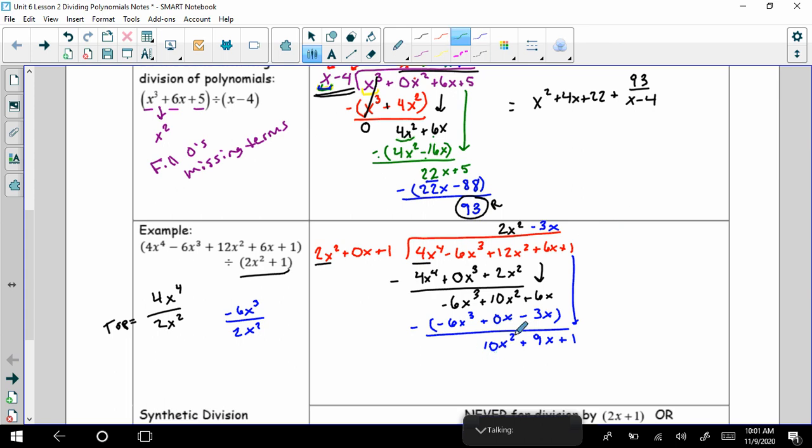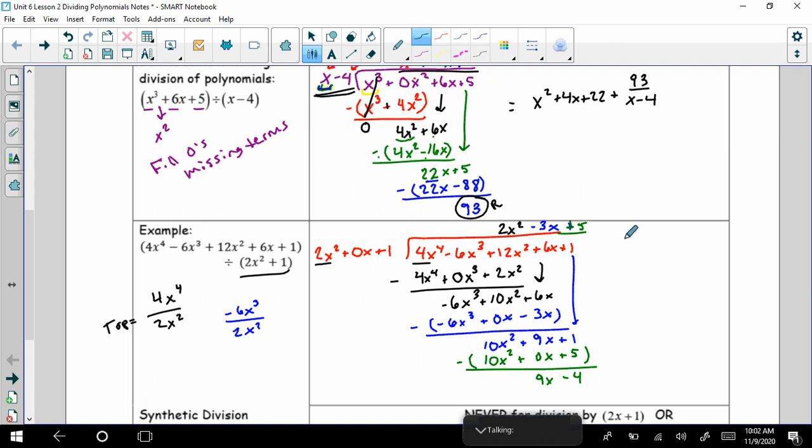So same thing, 10x squared divided by 2x squared, or how many times does it go in? It goes in 5 times. And then I multiply, so I get 10x squared plus 0x plus 5. And then I subtract everything, so 9x minus 4. Okay. This represents your remainder because there's nothing else to bring down.